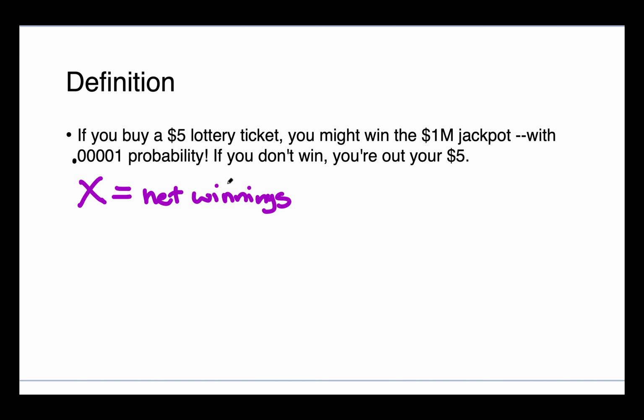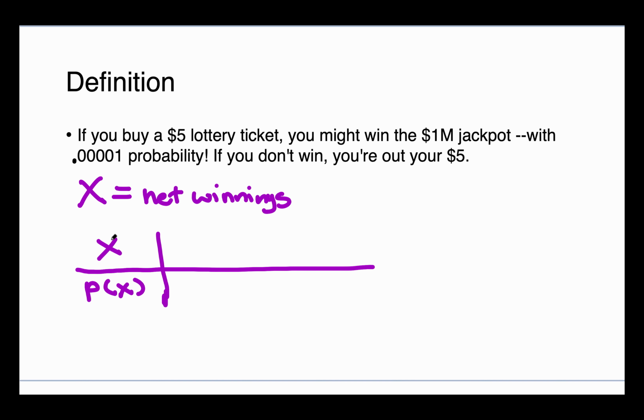So I say net winnings because I'm going to take into account the $5 that you had to pay for the lottery ticket. So if x is your net winnings, I'm going to make a little table that says what I'm going to win and then the probability of that outcome. So I'm going to have x as the top row, and then the bottom row is going to be p of x. So you might see a table written horizontally, you might see it written vertically, you might see it written with borders around the outside. It doesn't really matter as long as you have the outcome and the probability of that outcome.